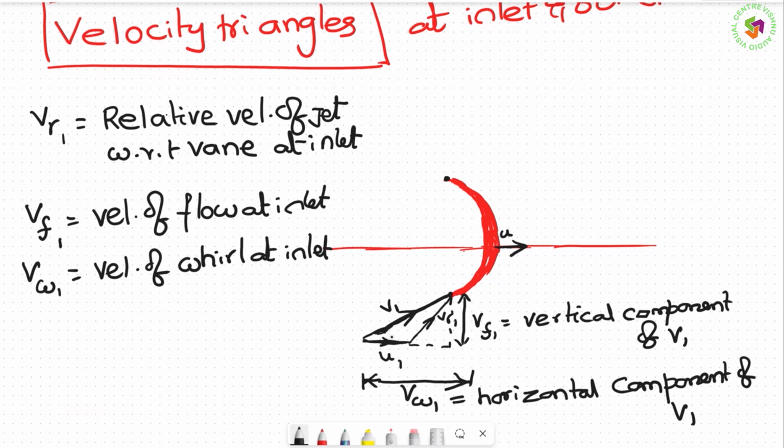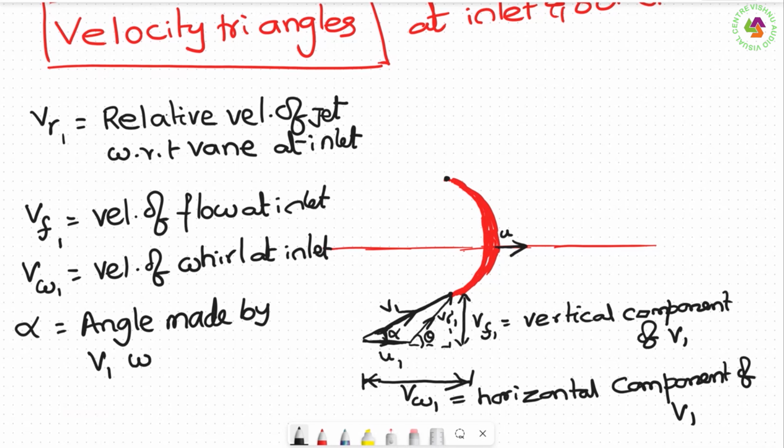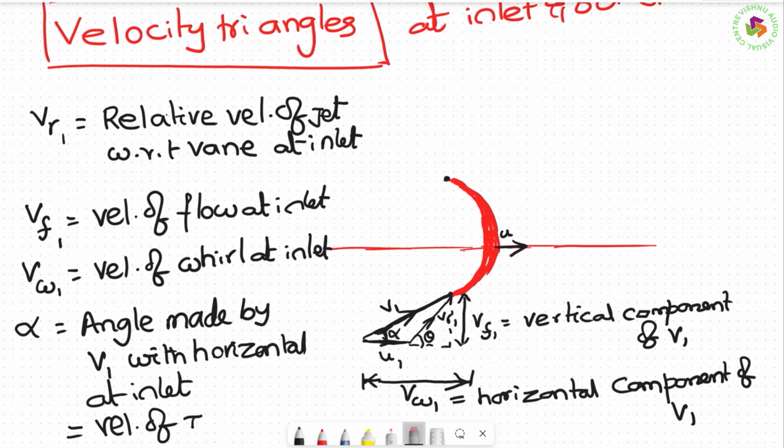Again I am repeating: the angle made by this velocity of jet, which is also called the absolute velocity, is called alpha, and the angle made by the relative velocity is theta. What is alpha? The angle made by the absolute velocity with the horizontal at inlet. This is also called the angle of jet. Followed?